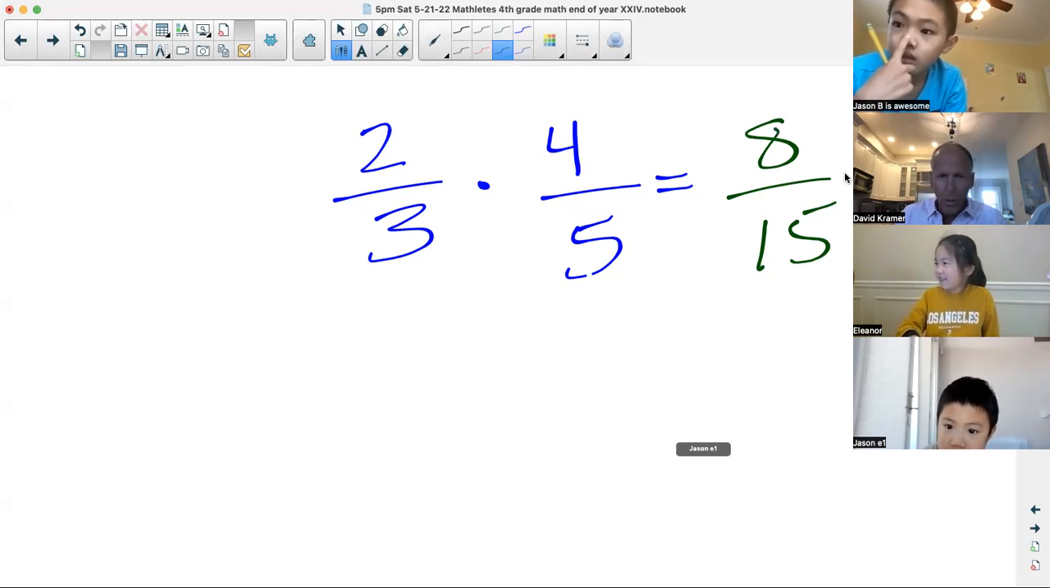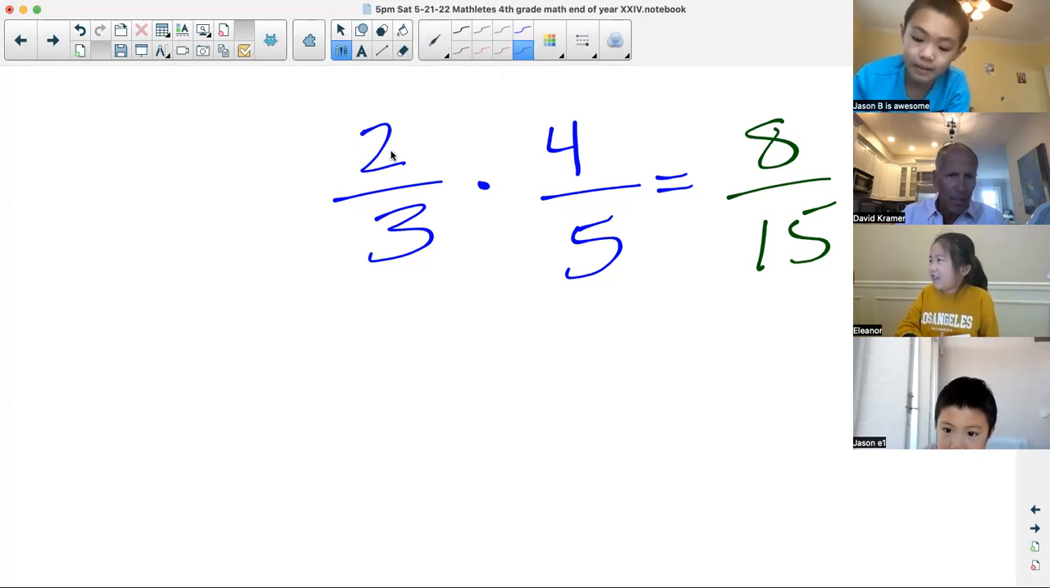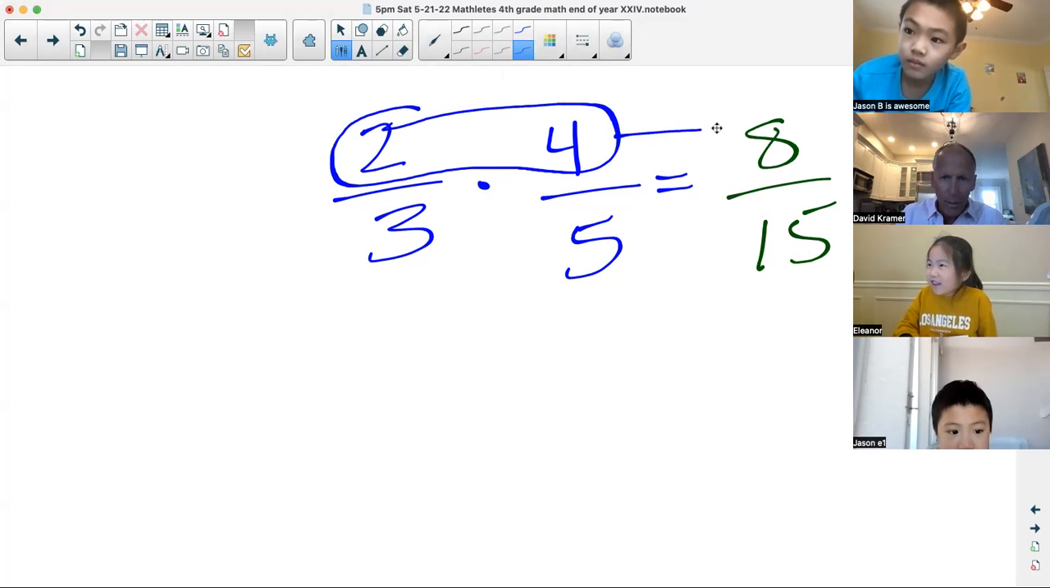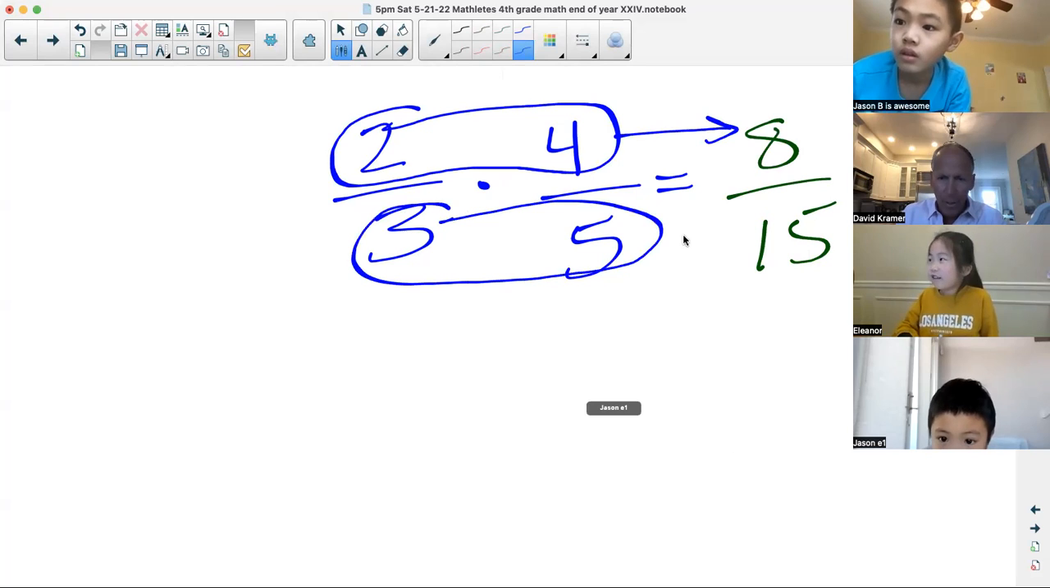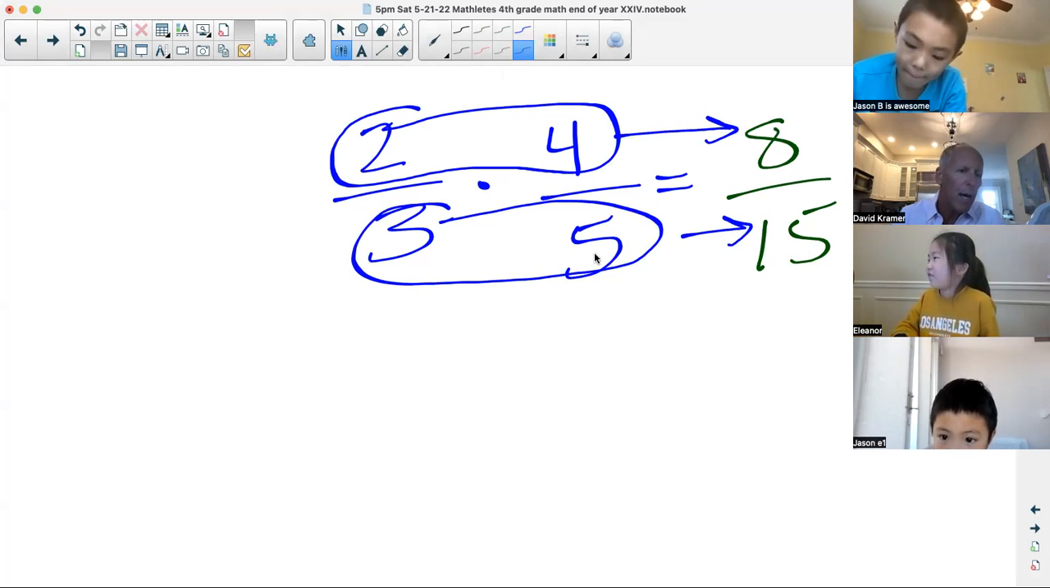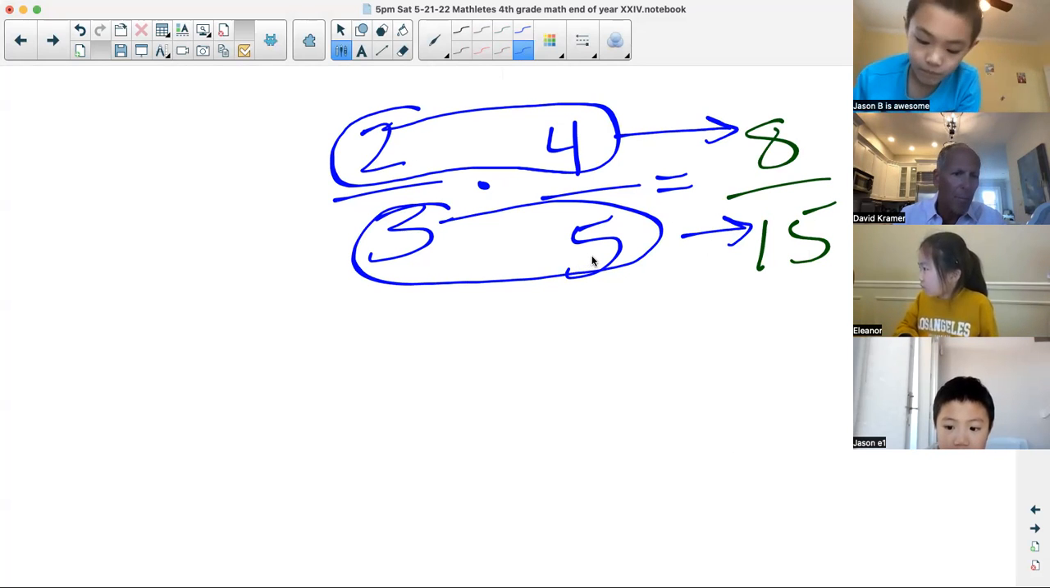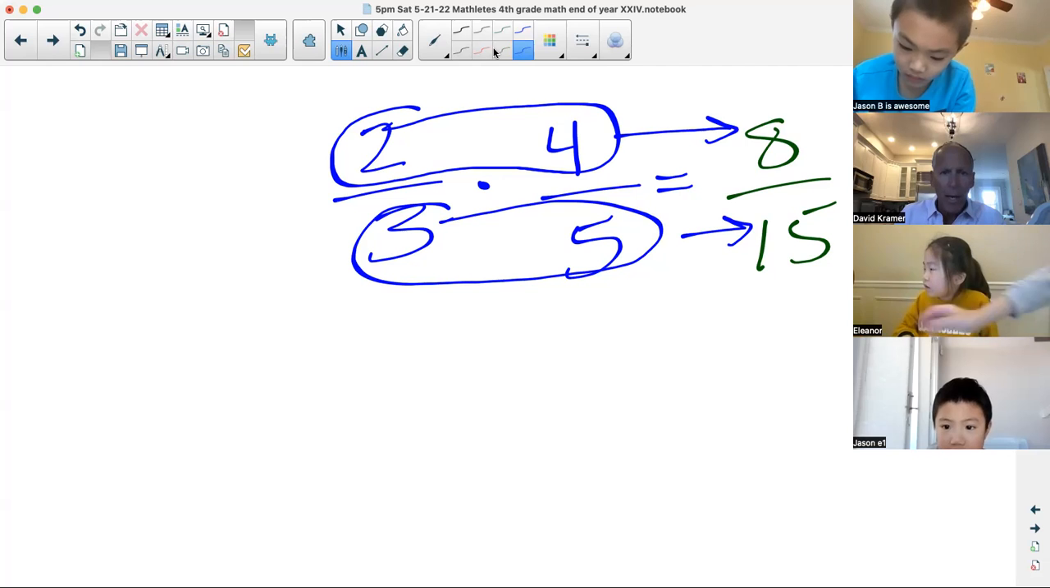Wow. So Jason and Jason, did you also multiply 2 times 4 to get the numerator and 3 times 5 to get the denominator? Did you do that? By the way, anybody who is annotating right now, please stop, because all it does is obscure the screen. So please erase your annotations. And now let's try another one.